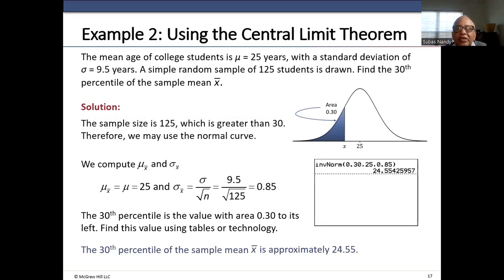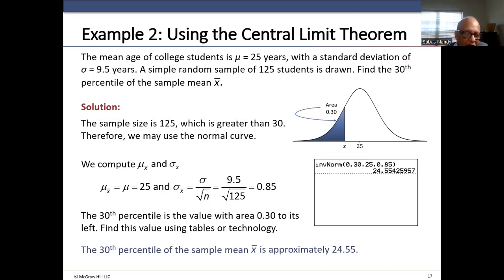Find the 30th percentile. So the area to the left of the unknown x-bar value is 0.3. Second vars, invNorm: area is 0.3, mean is equal to the mean of the population, 25, standard deviation is 9.5, not 9.5 alone. We are doing a sample of size 125.